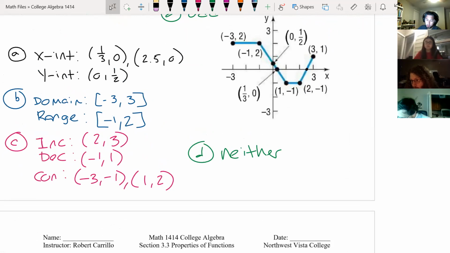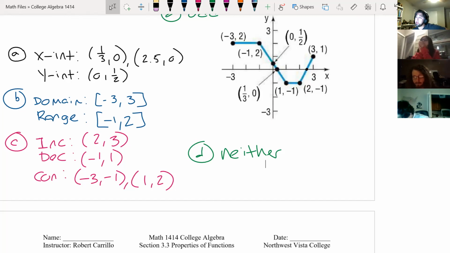Okay. So your x-intercepts are at 1/3 and 0. And then again, one's not clearly shown, but we can assume that it's at 2.5 and 0. And then your y-intercepts at 0 and 1/2. Your domain is -3 to 3. Range is -1 to 2.